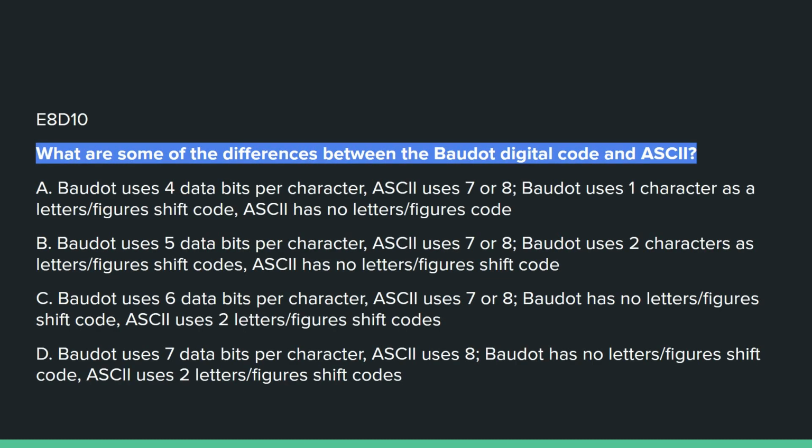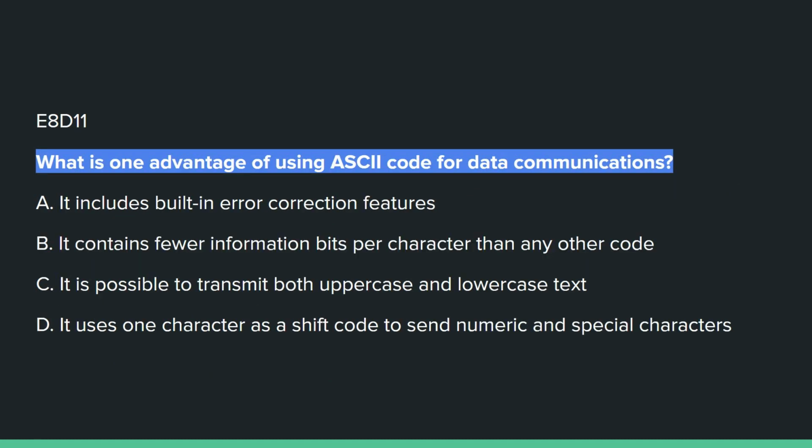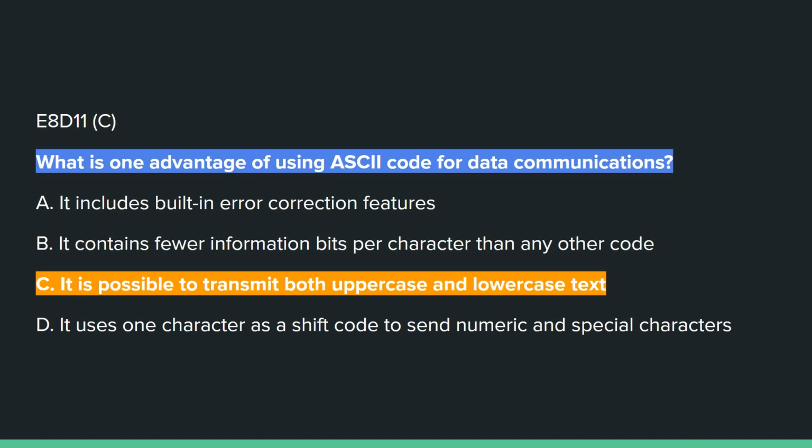E8D10, what are some differences between the Baudot digital code and ASCII? B, Baudot code uses 5 data bits per character, ASCII uses 7 or 8. Baudot uses 2 characters as letters and figures shift codes, ASCII has no letters, figures, shift code. E8D11, what is one advantage of using ASCII code for data communications? C, it is possible to transmit both upper case and lowercase text.